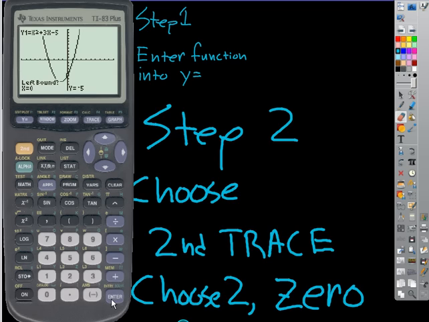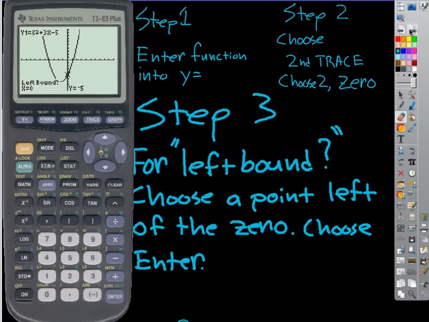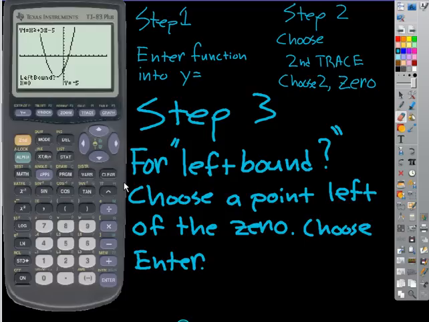It's asking for left bound, and for left bound I need to pick a point to the left of the zero. So I'm going to do this zero over here first, and so I want to move my cursor over to the left of it. So I'm just going to tap the left arrow until I get past it. I just have to be past. There's no point in going any further. And now I'm going to hit enter.